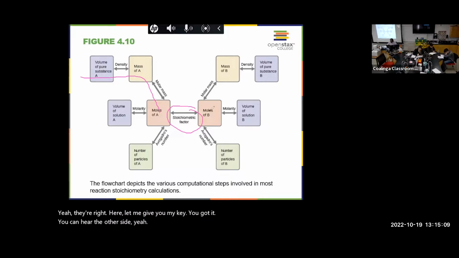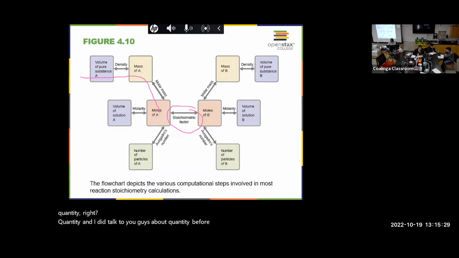And then from there, if you need to get to volume or some other form, you just follow the chart around. So the key is that we need a balanced chemical equation, right? We know that we're talking about quantity. And I did talk to you guys about quantity before, right?